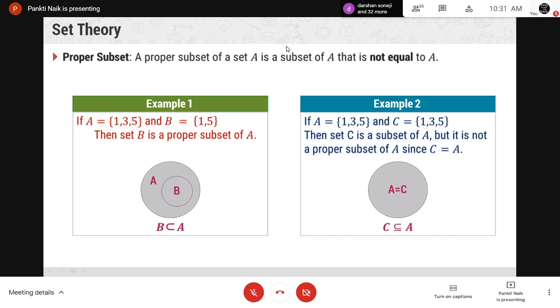So this will be represented like this. B is a proper subset of A. This is the sign of proper subset. And if A is equal to C, then C is a subset of A.